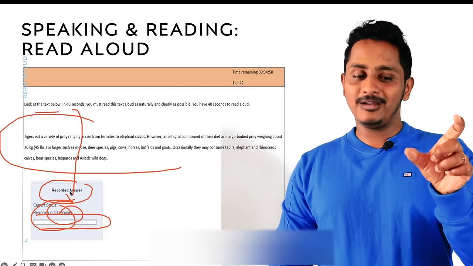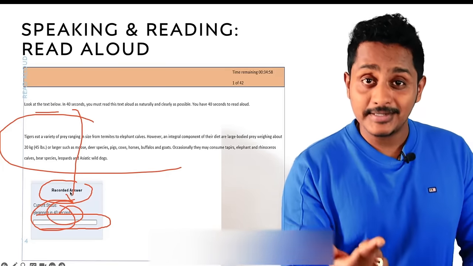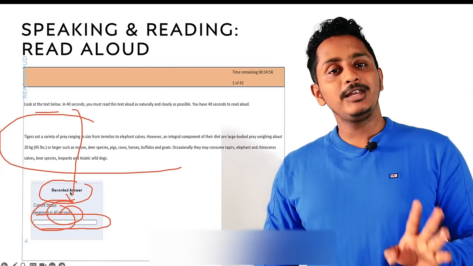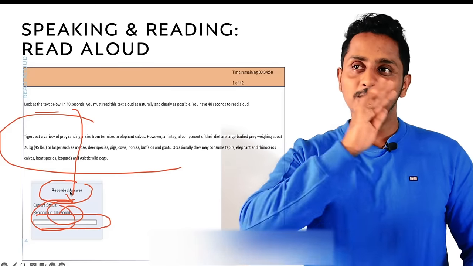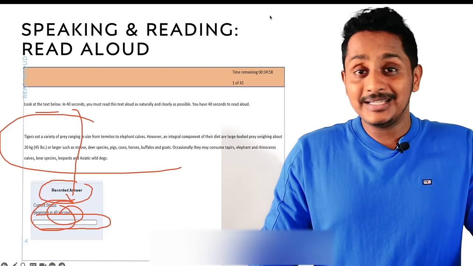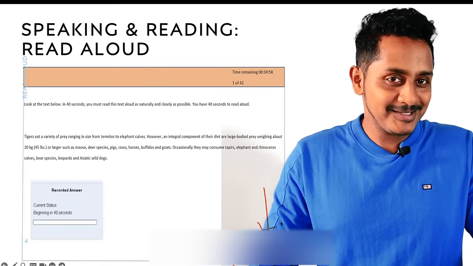Even if you speak now, let's say it's beginning in 40, 39, nothing will be recorded. Once you see the recording, after the 40th second, it says recording or a beep sound will come. Start speaking immediately. Don't wait 1 second, 2 seconds. It will wait 3 seconds, and at the 4th second it will turn off the microphone. Then there is no way of answering the very first question. You have to silently, disappointedly click the next button.